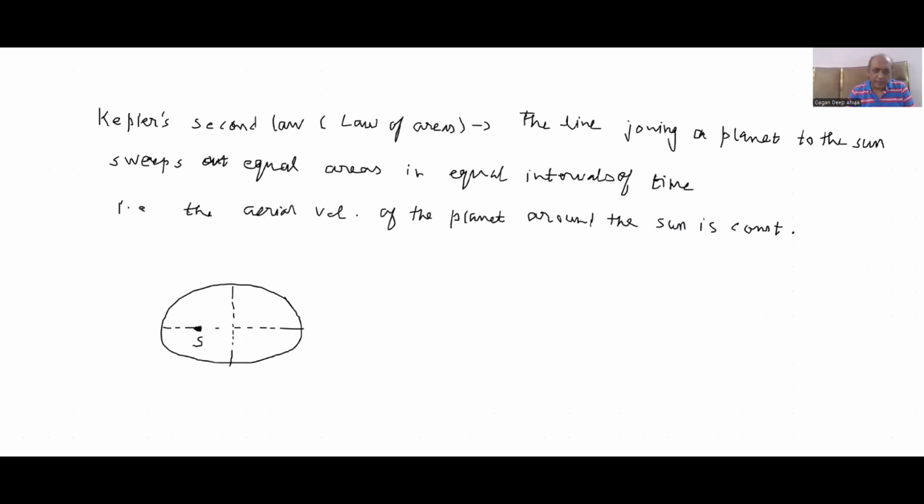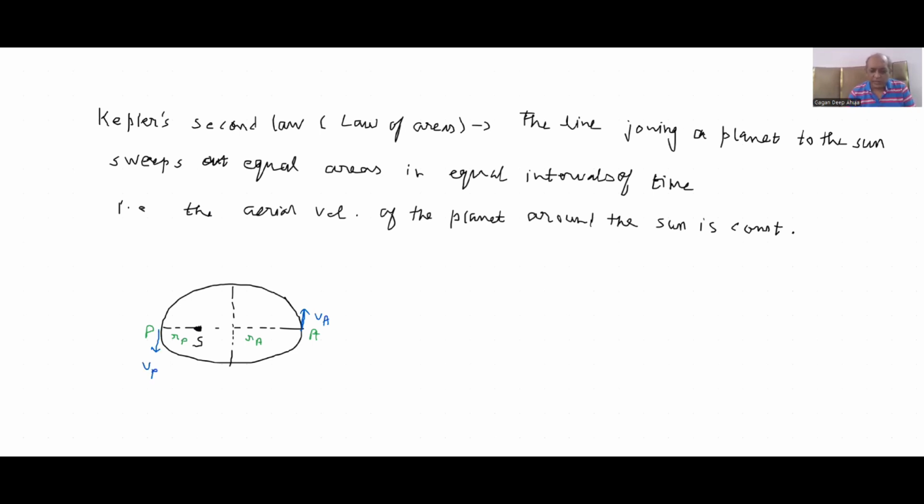So RA represents the aphelion distance, and RP represents the perihelion distance. A and P are the aphelion position and perihelion position. Now suppose VA is the velocity of the planet when it is at aphelion position, and VP represents the velocity of the planet when it is at the perihelion position.